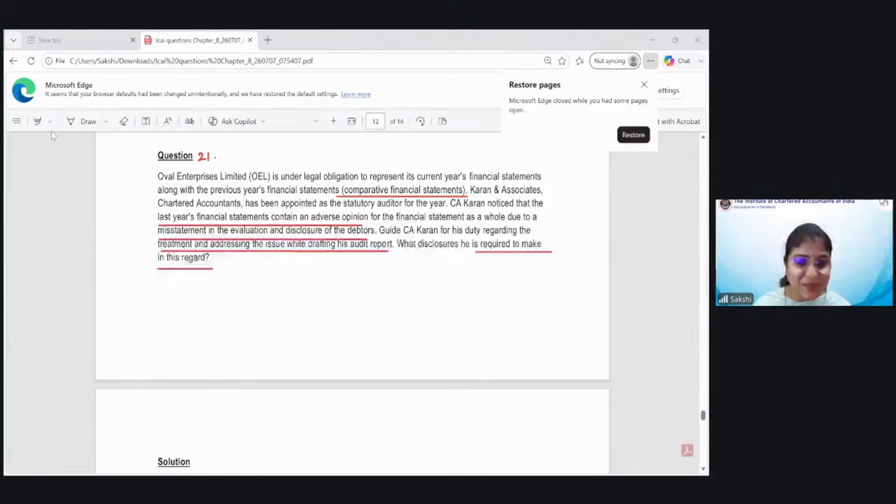I want the answer in the chat box. What kind of report should he give? Comparative, and last year was adverse. Let me see whether you remember or not. 143? What is 143? Gayatri, what do you mean by this?